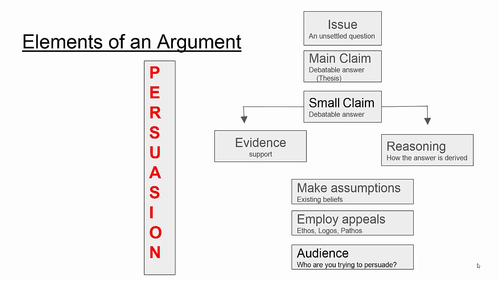At this point, you would need to provide evidence. Evidence is your support for your claim. With the evidence, you apply reasoning. That is how the answer is derived. In this process, you will be making assumptions, and assumptions are existing beliefs. You will employ rhetorical appeals, such as ethos, logos, and pathos. And keep in mind always, who is your audience? Who are you trying to persuade? That will allow you to know what kind of tone or voice would be required in this argument.